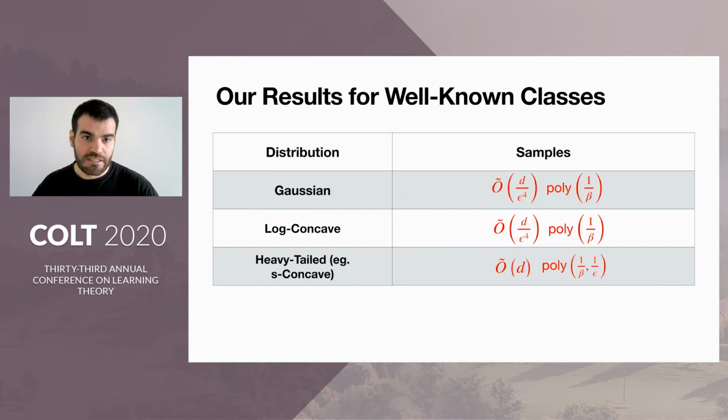So let's see what this means. For Gaussian, we get d over epsilon to the 4 times a polynomial factor of the noise rate. But more importantly, for the general class of log-concave distributions, we get the same sample complexity, d over epsilon to the 4 times a polynomial factor. Observe that our dependence on the dimension d is optimal. We also remark that our result can handle distributions that have heavy tails, such as s-concave distributions, but then the sample complexity is a larger polynomial of 1 over epsilon.